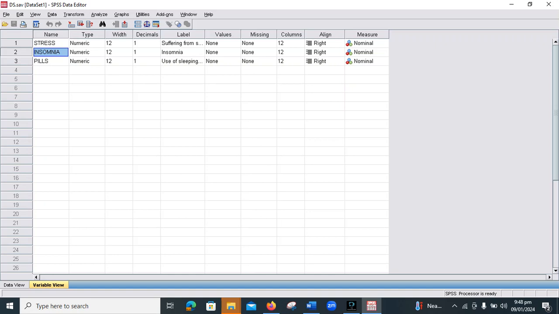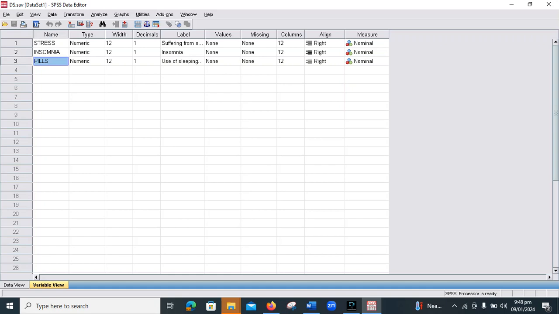Okay, so there are three variables mentioned here. One is stress, second one is insomnia, and third one is pills. So these three variables can be correlated with each other through regression analysis. We can carry out mediation analysis, moderation, and a simple linear regression between these variables.